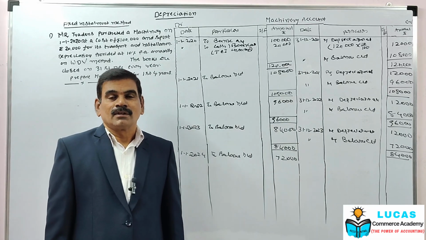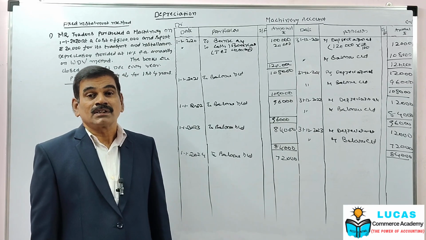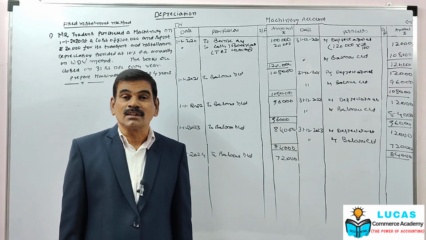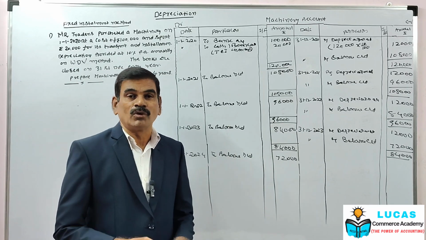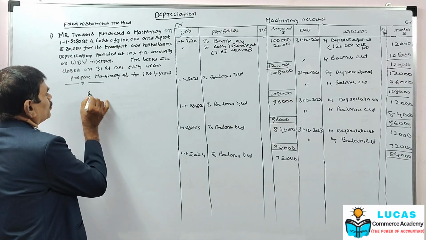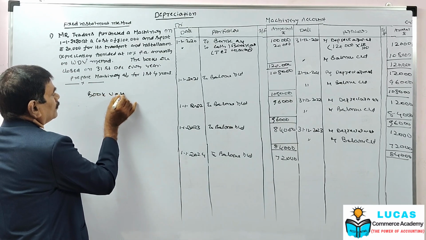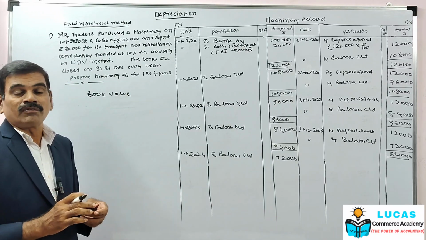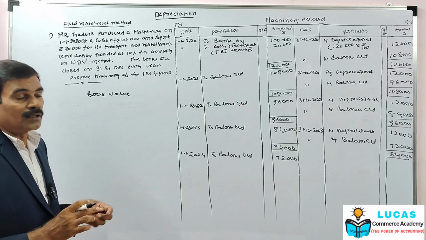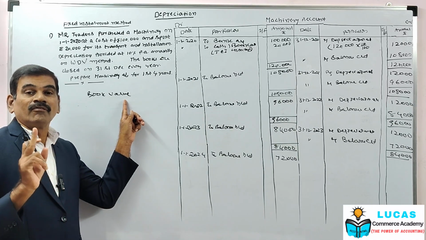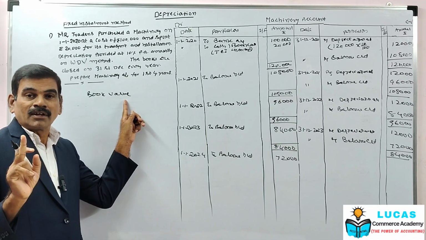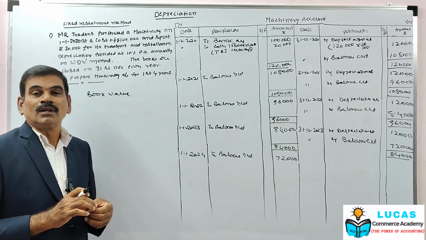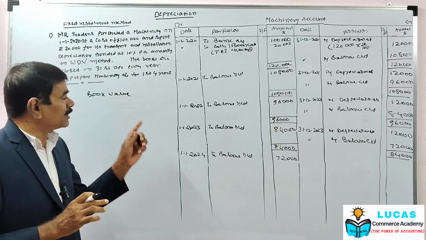Under this method, a fixed percentage of depreciation is calculated on the book value of the asset. On the book value, the powerful word is book value of the asset. What is book value? So under this method, a fixed percentage of depreciation is calculated on the book value of the asset every year. This book value is also known as written down value, diminishing value, or reducing balance value.